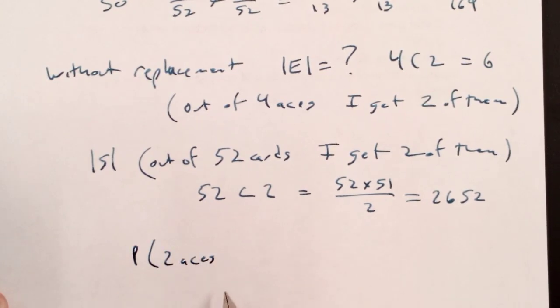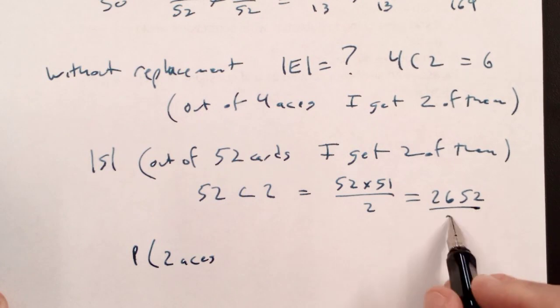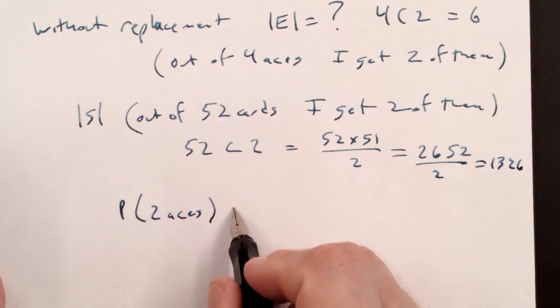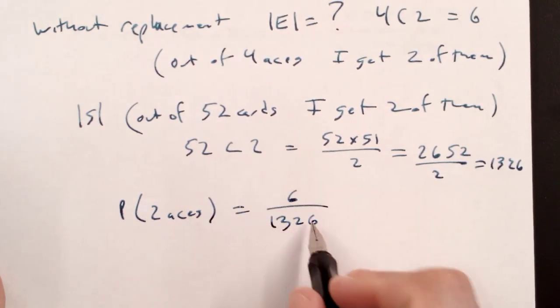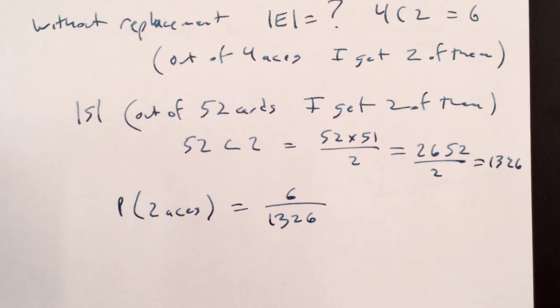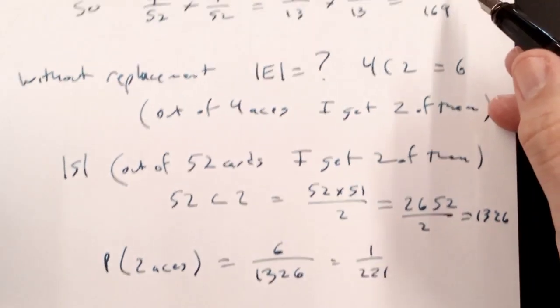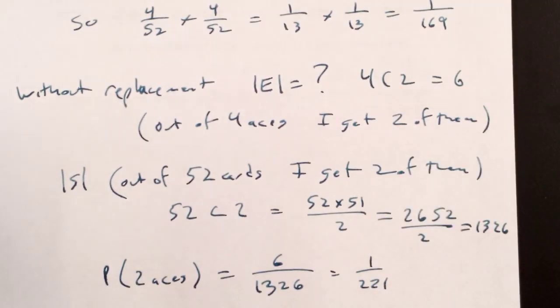I'm sorry? I didn't divide by 2? So this is 1326. Thank you. Reduce this fraction. Make it smaller. Which is smaller than 1 in 169. Without replacement, it's less likely than with replacement.